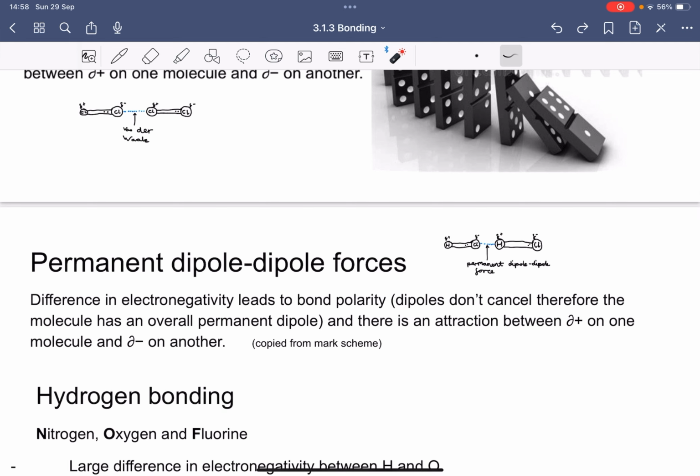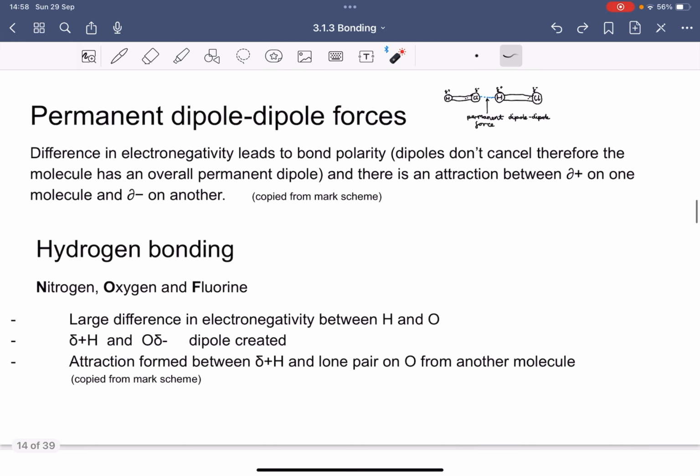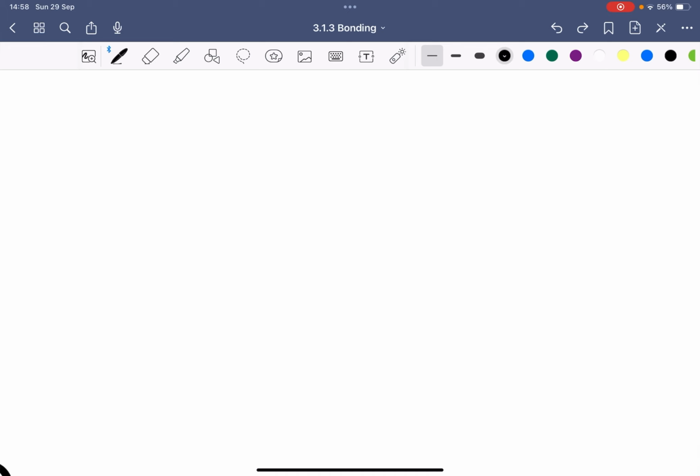So that's your mark scheme answer. Now, the last type of intermolecular force is hydrogen bonding. This occurs with compounds that have nitrogen, oxygen, and fluorine, as well as hydrogen. I'm going to use ammonia as an example. If we have two different molecules of ammonia, we have something like this.